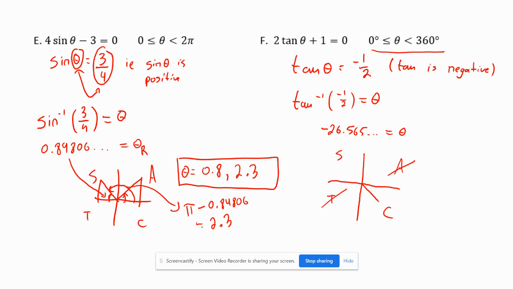So if we're in the C quadrant, and this over here, going in this direction, is 26 point this guy, we need to figure out what's this angle here. So I'm going to put theta 1 for our first solution. It's going to be 360 minus 26.56 dot dot dot. Figure this guy out on my calculator. And that gives us an answer of 333.4.